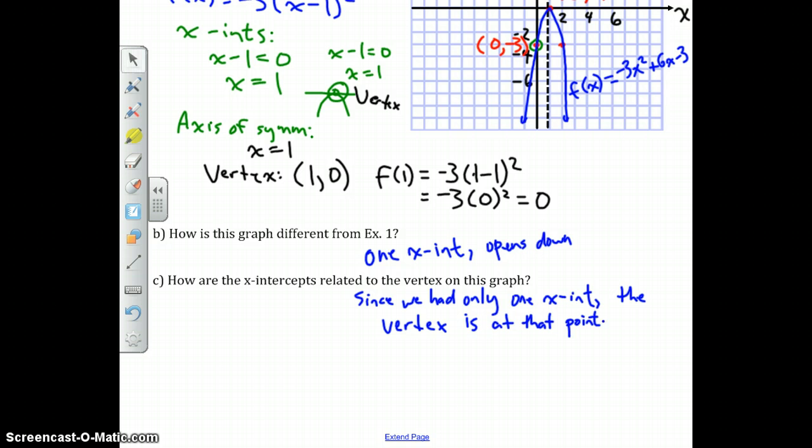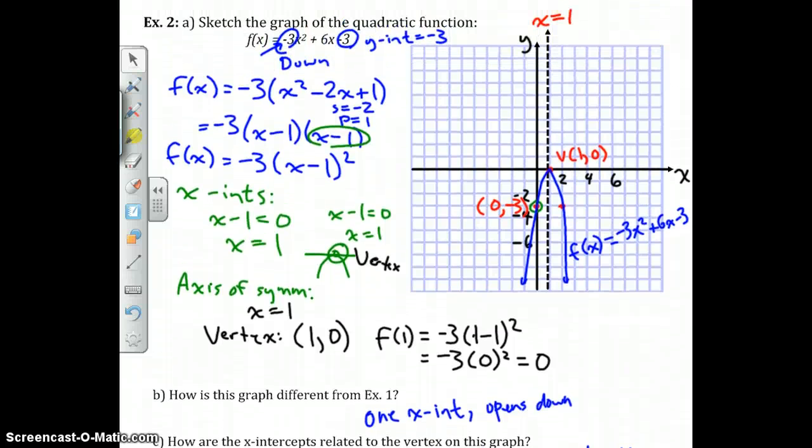That takes care of example 2. There again is our graph. We factored it and found that we just had one x-intercept at x equals 1. That's also our axis of symmetry and also our vertex.